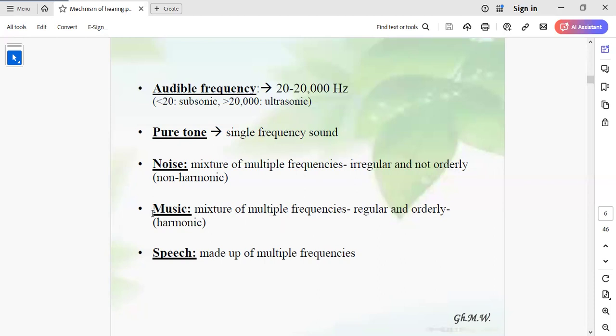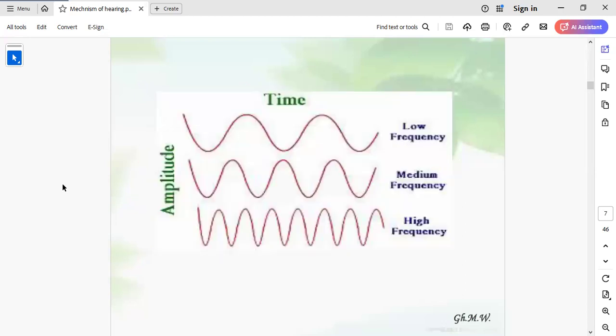Regular mixture is music. Our speech is made up of multiple frequencies. يبقى pure tone, this is theoretical or in equipment, not in daily life. In our daily life, we can hear noise, we can hear speech, we can hear music. This is low frequency. Number of cycles per second is very low. When number of cycles per second increase, causing medium frequency, more increase causing high frequency. According to number of cycles per second, we can know what is frequency of that pure tone.